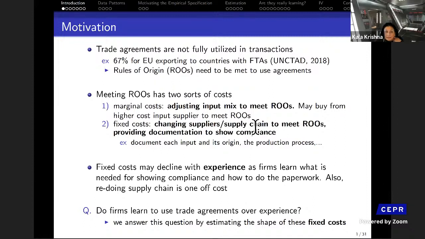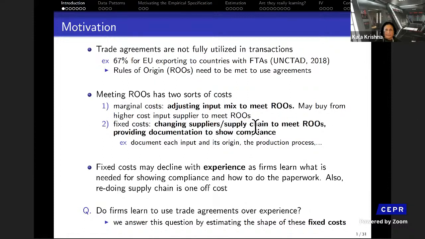A puzzle that people have seen in the past is that trade agreements are there, free trade areas. You have zero tariffs in a free trade area, yet you have the choice of invoking preferences and getting zero tariffs or not. And very often, exporters do not invoke these preferences. They just say, okay, we'll pay the tariff. It's been a bit of a puzzle. People say, well, there must be some costs associated with it, and that's why they don't want to do it. But what are these costs? How do we measure them? And what is their shape? That's what this paper is all about.